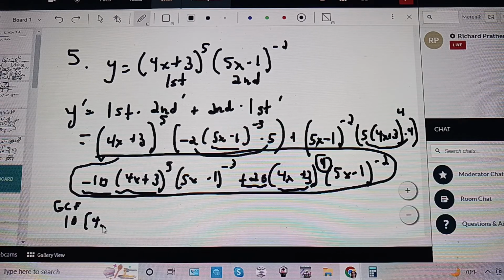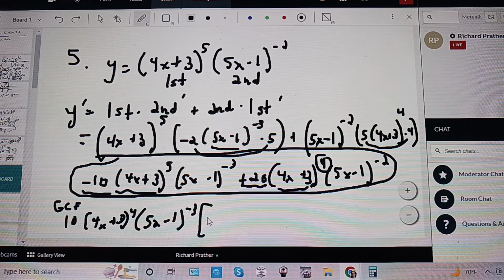4x plus 3 to the fourth power. And then they both have a 5x minus 1. And you always do the smaller exponent. Negative 3 is actually smaller than negative 2. So I took the 10 out, but not the negative. I took 4x plus 3 to the fourth, but there was 5 of them here, so there's an extra 4x plus 3 right there. But I took this one entirely out.